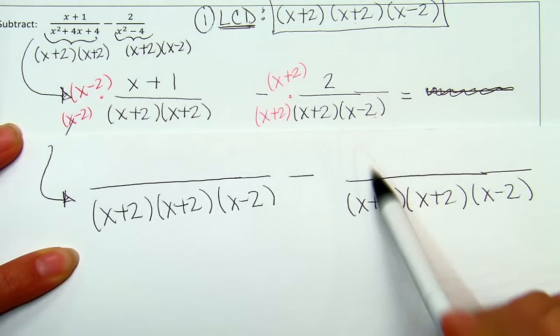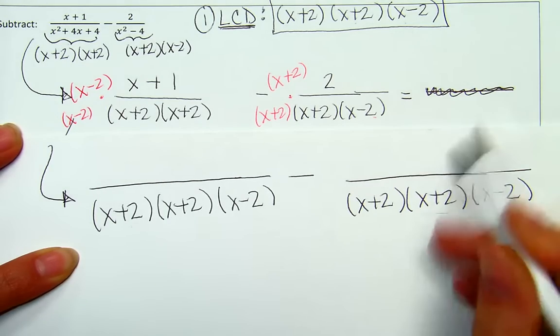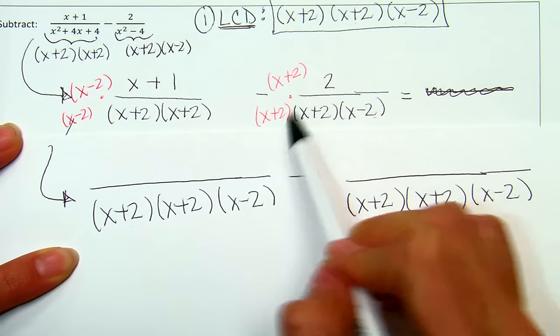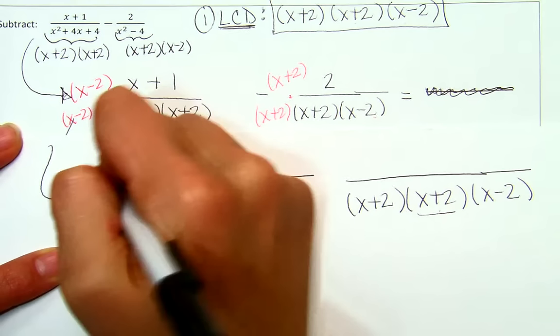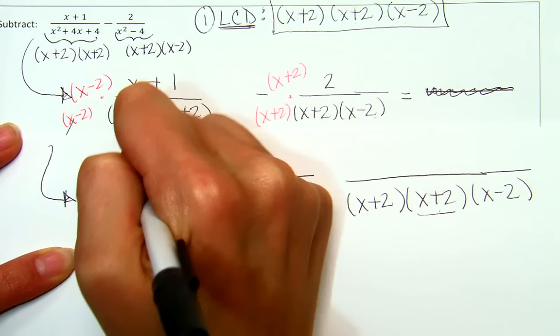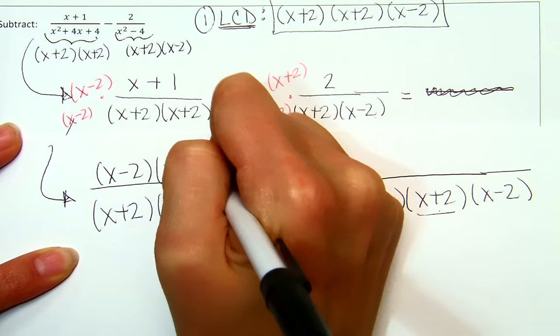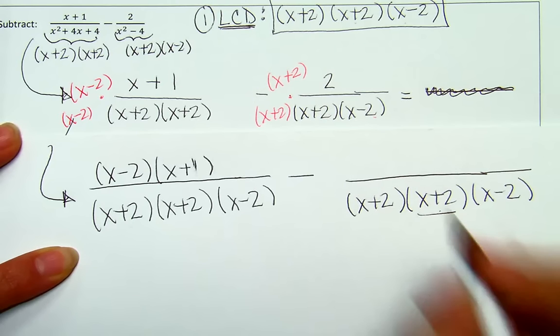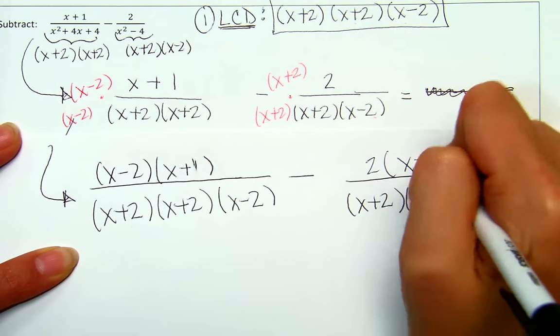Over here, the x plus 2 and x minus 2 match, but we're missing that middle x plus 2, so we have to multiply top and bottom by the piece that we're missing. Then we can just combine pieces. So the x minus 2 times x plus 1, and then in this case we get 2 times x plus 2.